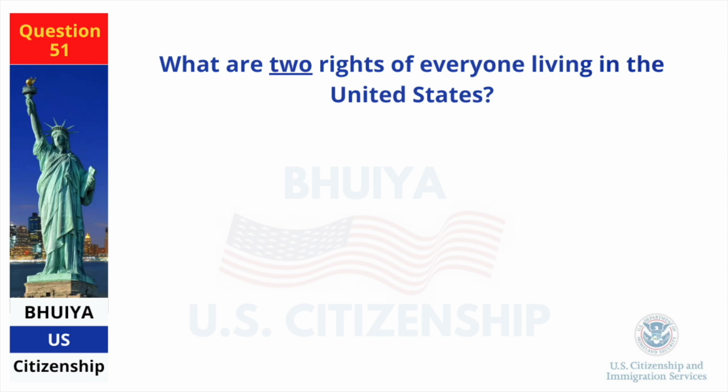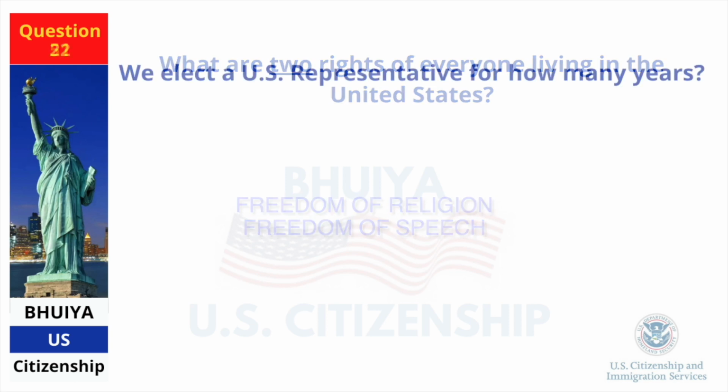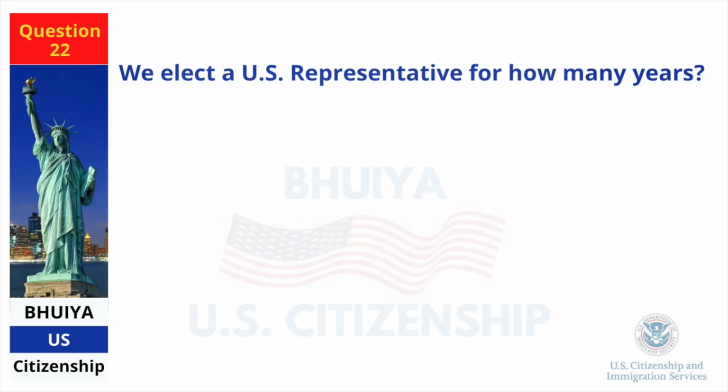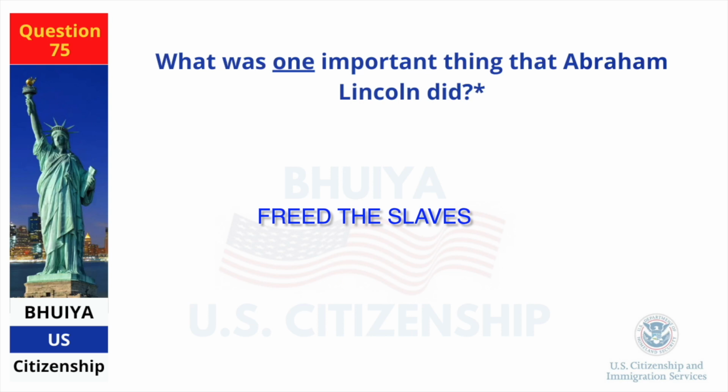What are two rights of everyone living in the United States? Freedom of religion, freedom of speech. We elect a US representative for how many years? 2. What was one important thing that Abraham Lincoln did? Freed the slaves.